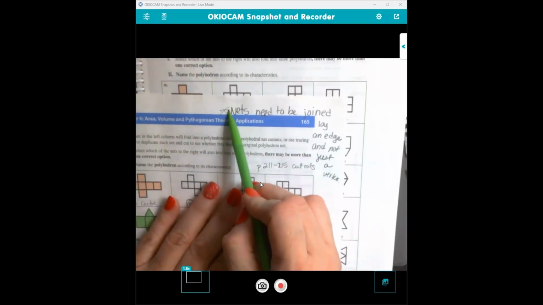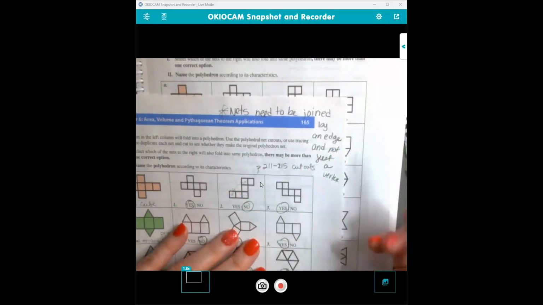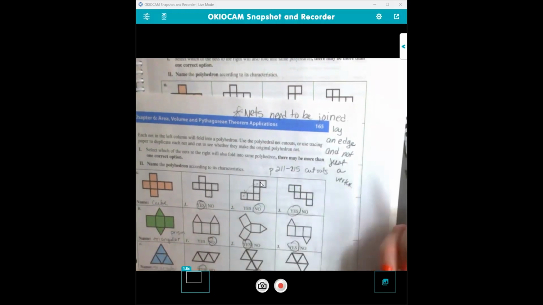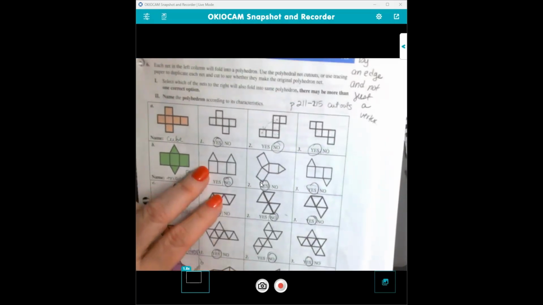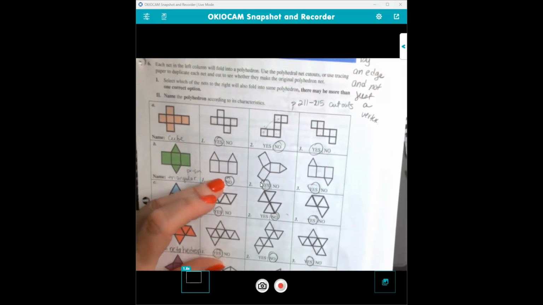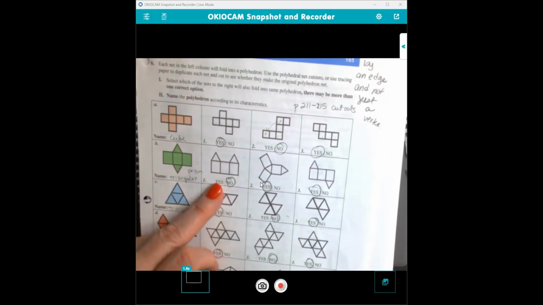Now, one thing to be aware of, nets need to be joined by an edge and not just by a vertex. So you cannot just say, oh, these 2 little ones are going to be a net. No, they have to be joined. See, like this, that is joined just by a vertex. That is not it. That's why that's a no. And then simply some of them don't work, right? Because where is going to be the triangle that goes on the bottom for this rectangular prism? I can't. So one of these has to be on the bottom to be a rectangular prism.